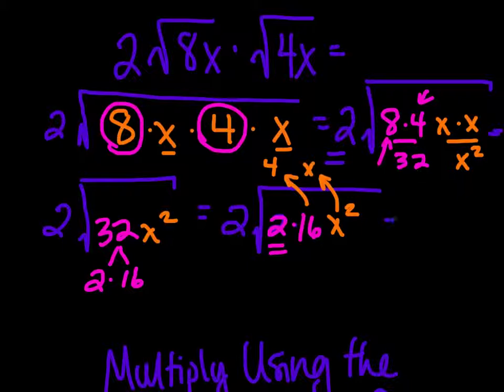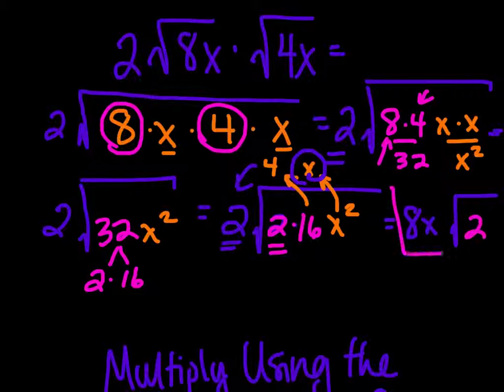So it seems like we have a lot of 2's going on. We have a 2 on the outside that is now being multiplied by a 4, so 2 times 4 is 8. We have an x, and we have the square root of 2. So here is our final answer.